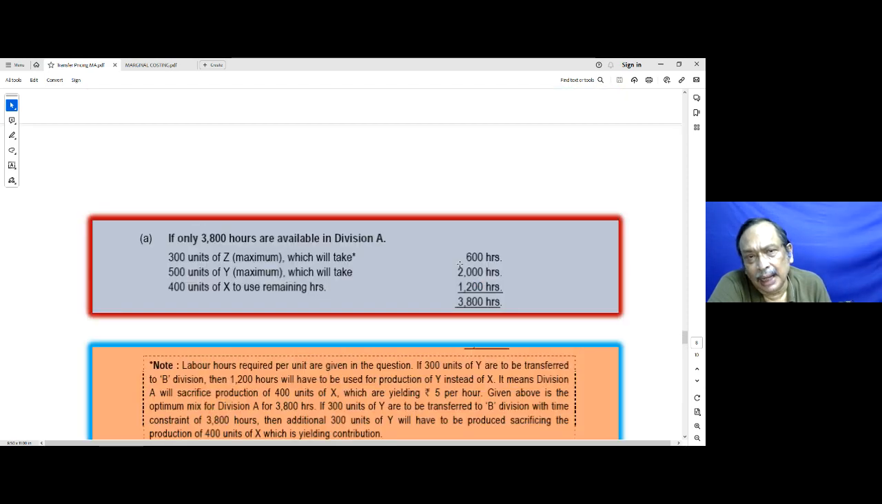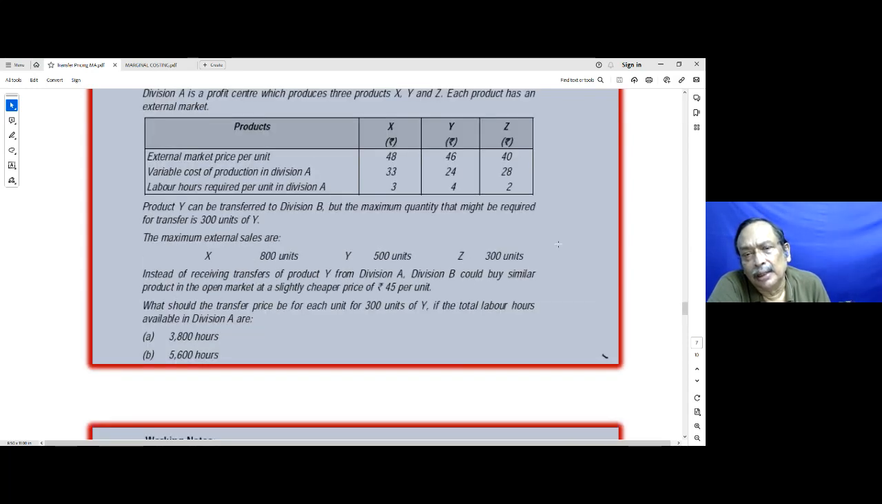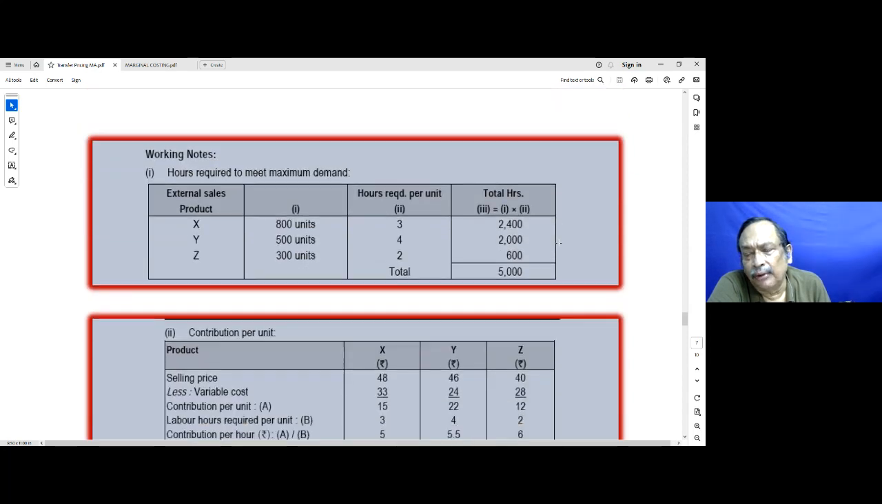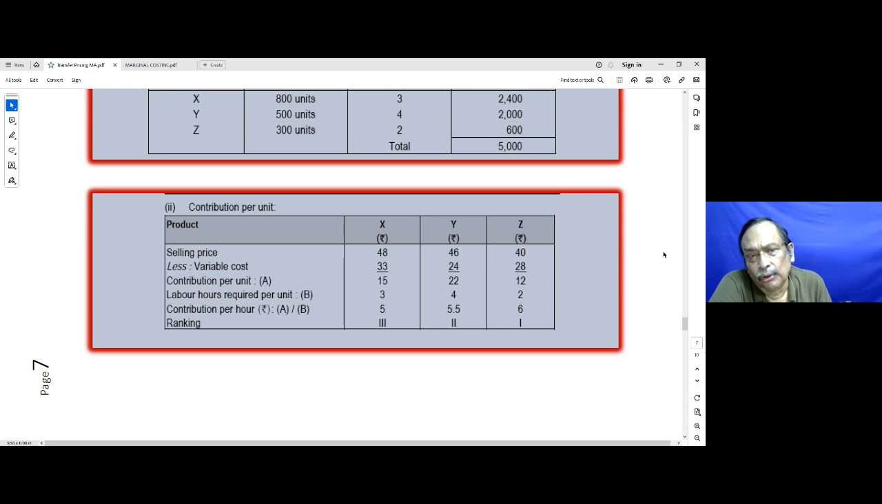let me just summarize. We have seen that only 3,800 hours are available, but total requirement for meeting external sales is 5,000. So there is a key factor or limiting factor. Hence, we should calculate the contribution per unit and also contribution per labor hour. And accordingly, you rank the products. And here we have ranked Z1, Y2 and X3.